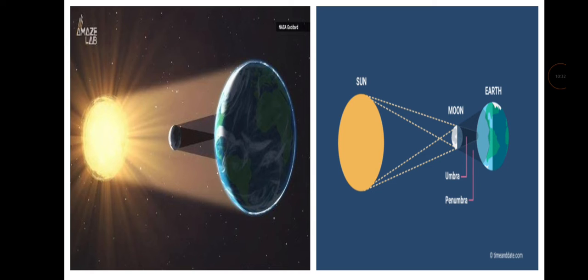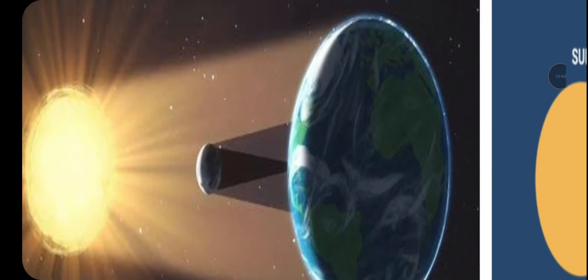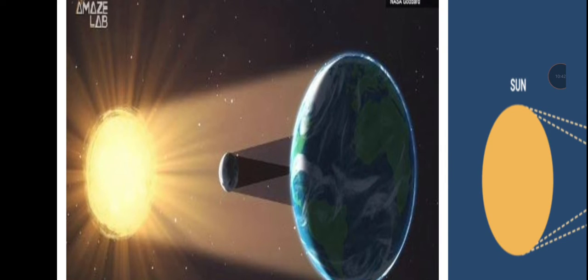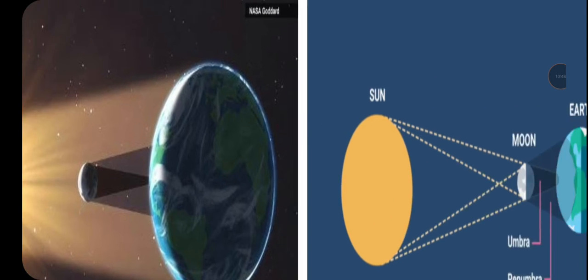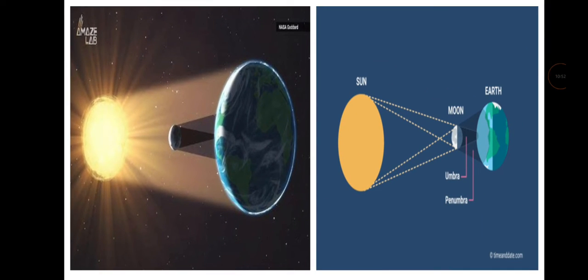And when the moon comes between the sun and the earth, like in this picture you can see, while movement, ऐसे घूमते घूमते moon comes between the sun and the earth. It causes darkness in the sky because the moon blocks the sun's light from reaching the earth. This is called a solar eclipse.